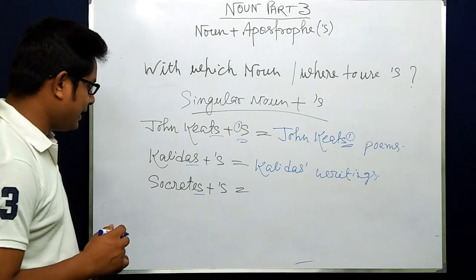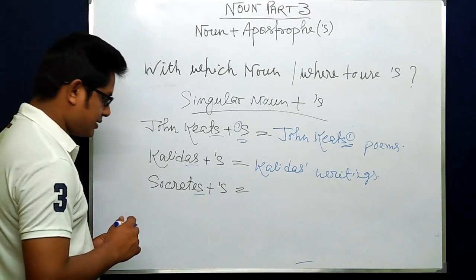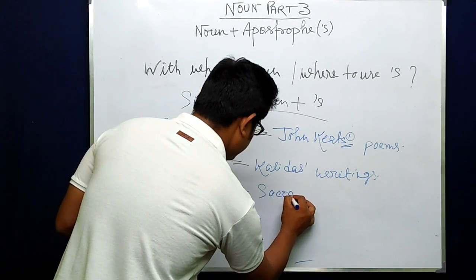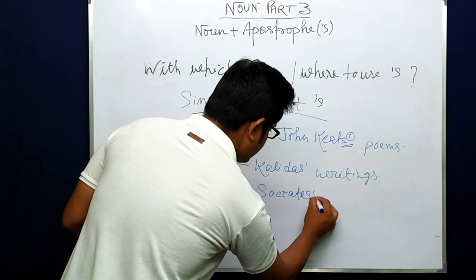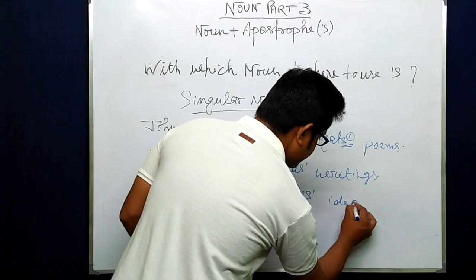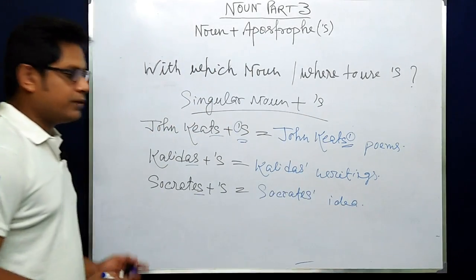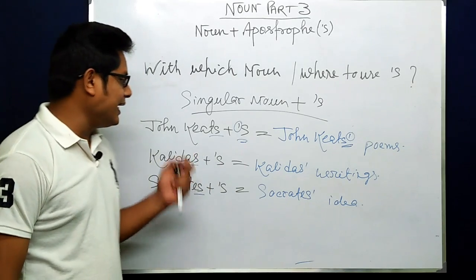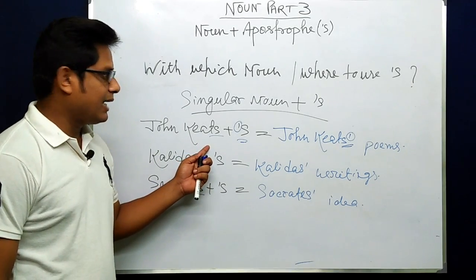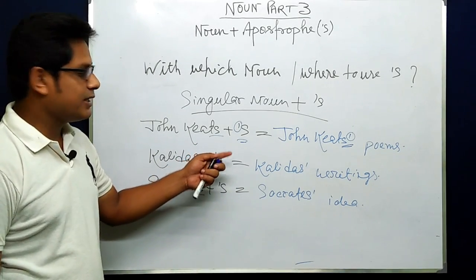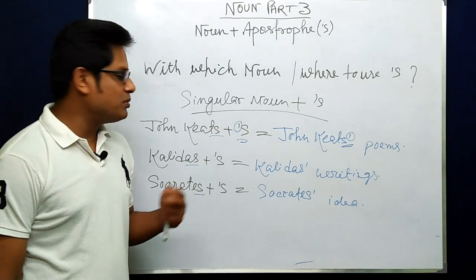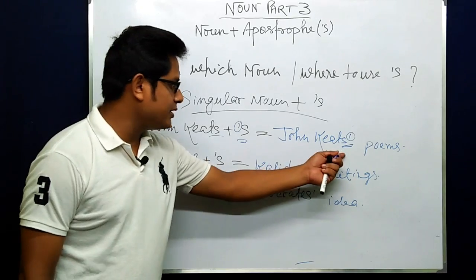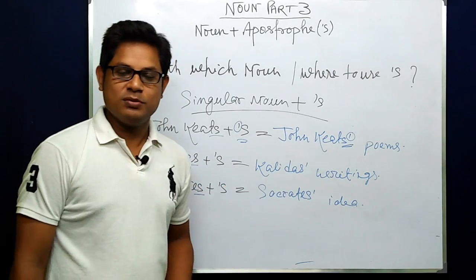Clear? Again, this one Socrates. Over here also you have to write only the apostrophe. Clear? So it will be a better writing. So if you see any singular noun that ends with s and you are told to use apostrophe s with that particular noun, it would be better not to use s again, just to use the apostrophe with that noun. It would be better.